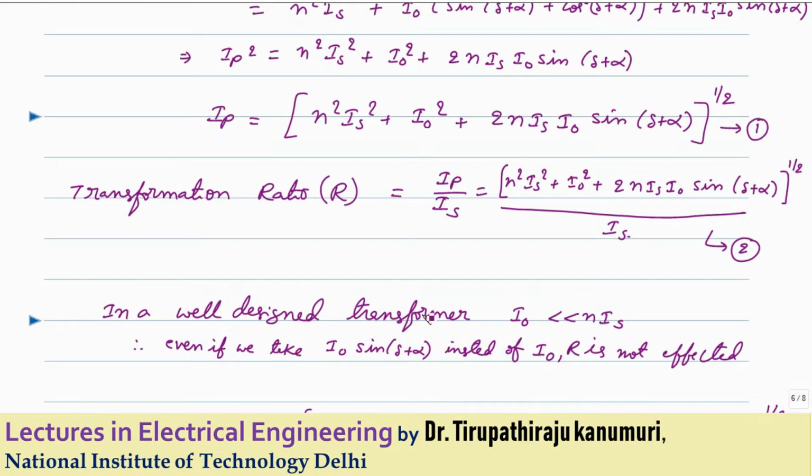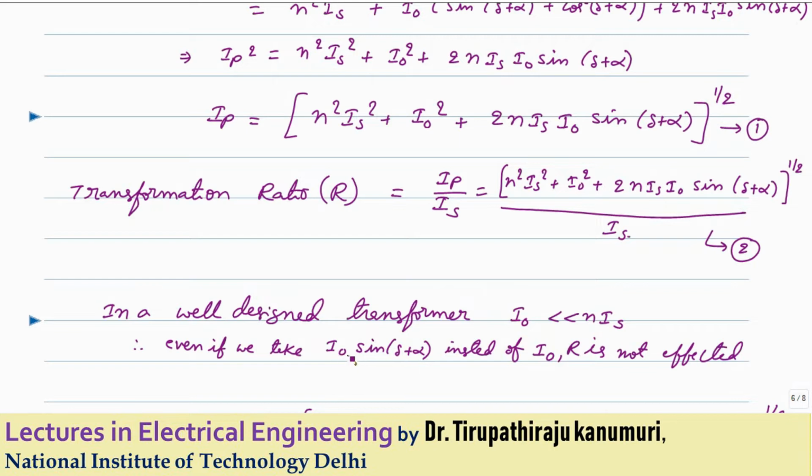In a well designed transformer, generally the no load component of current will be very less, negligibly small, because we have to take care in proper designing of the transformer. I am going to prove in the coming derivation that because of this I naught only the errors will come in the transformer. So that's why this I naught should be as minimum as possible. Practically this I naught is negligible, so even if you multiply it with some factor, it is not going to affect the result.